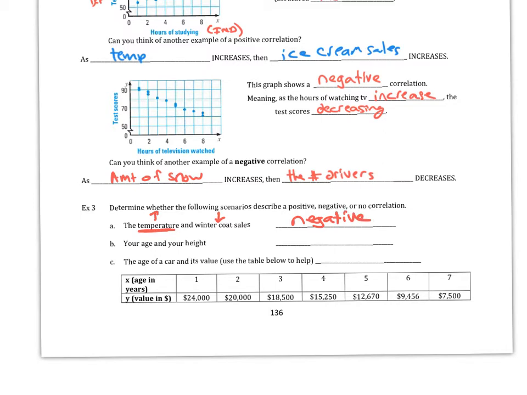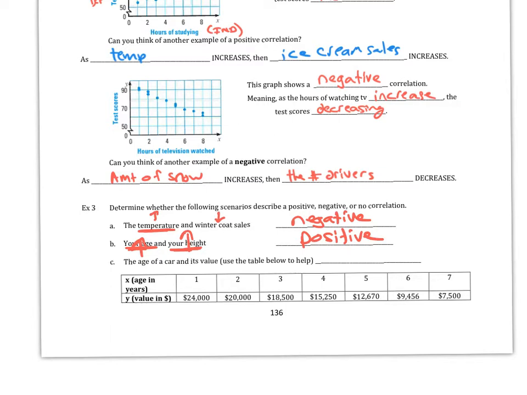So your age and your height. Typically, for most of your life, until you start to get old and maybe shrink a little bit, as your age goes up, your height also goes up. So that's a positive correlation. Especially if you're talking about basically your age from 0 to about 18. Once you stop growing, then it's really flat. There is no increase anymore.